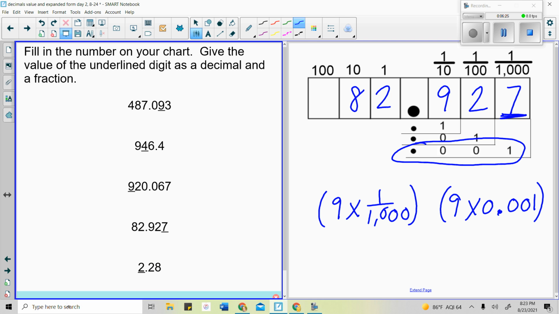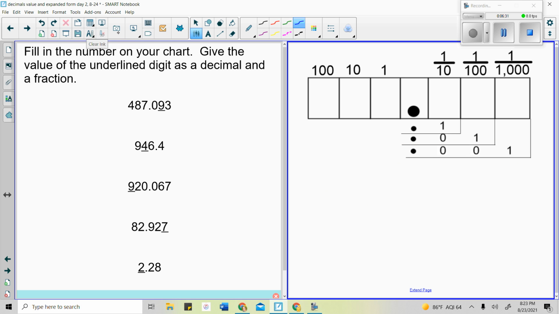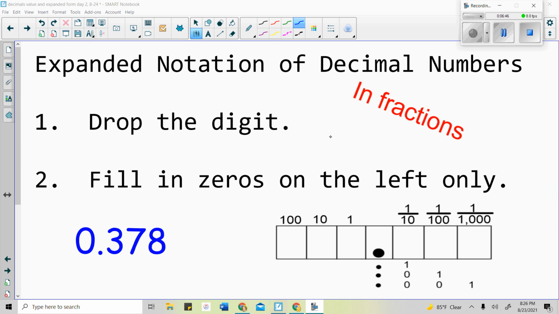Let's see if we have any more. Okay, we got one more on the bottom here for practice. So I got 228. Okay, and I'm asking about this digit right here. So pause the video. You should have gotten 2 times 1. So we just practiced doing the value of a bunch of numbers. Now we're going to do expanded notation.